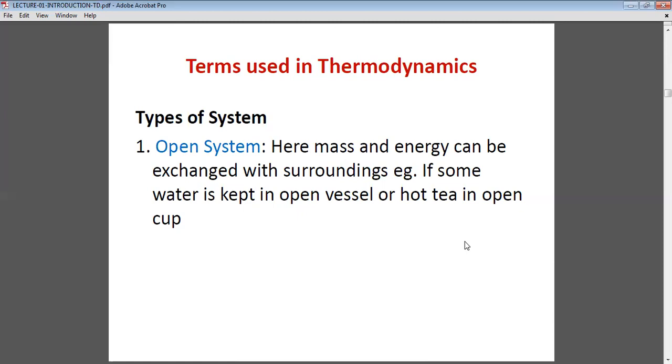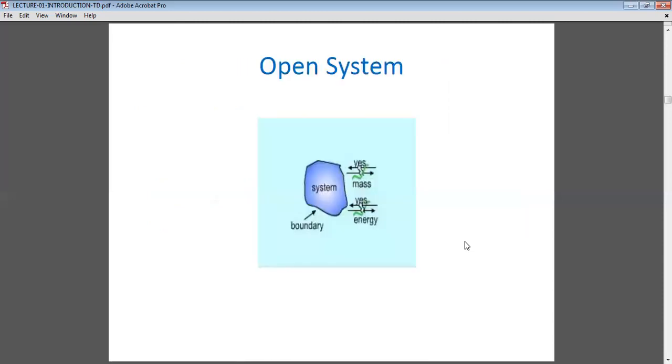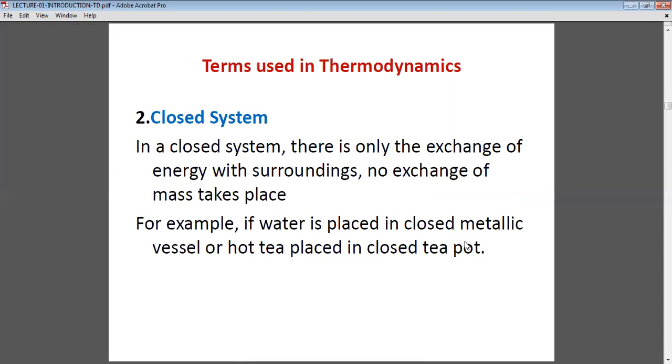Or the vapor may come outside; the hotness may come outside as vapor. So there will be both mass transfer and heat transfer into the system and out of the system. So we will call it an open system. And next, coming to the closed system.